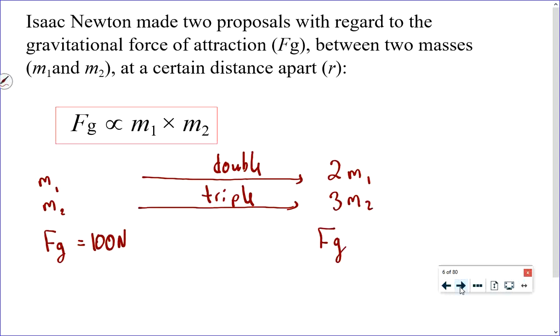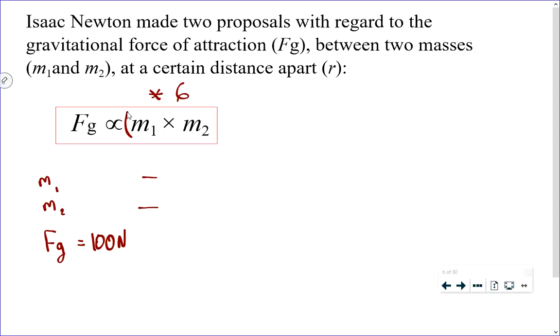Another way to look at it is, if I double this first mass and I triple the second mass, then this whole thing gets multiplied by 6, doesn't it? If that gets multiplied by 6, the force gets multiplied by 6. So this is what we mean, or what Isaac Newton means, when he feels that the force is proportional to the product of the masses. Let's just let that settle in, because it's going to get a little more complicated in a second.